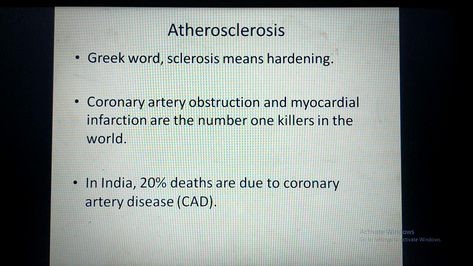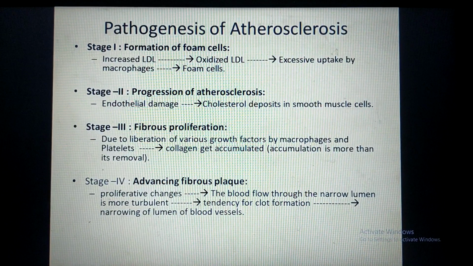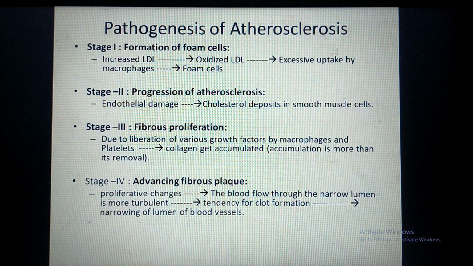This atherosclerosis is more harmful when it affects the coronary arteries. Coronary arteries obstruction may lead to myocardial infarction, and it is the most common killer in the world. In India, about 20% of the deaths are due to coronary artery diseases. This is in short about the pathogenesis of atherosclerosis.